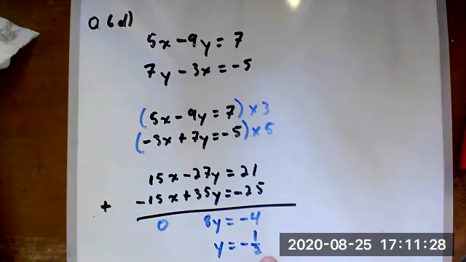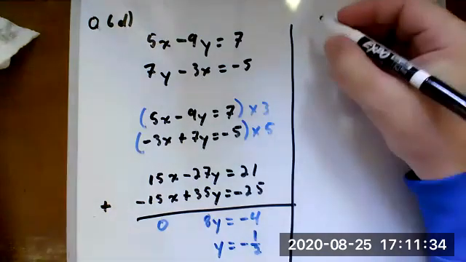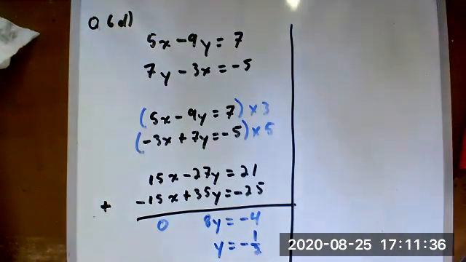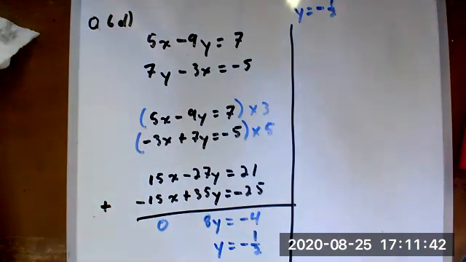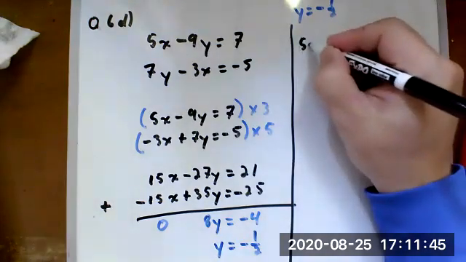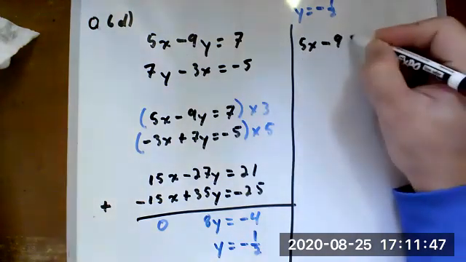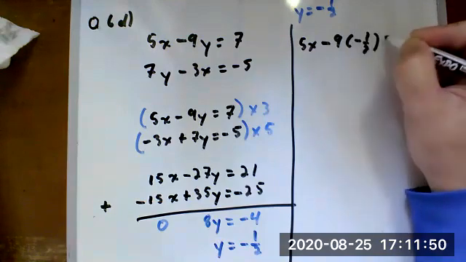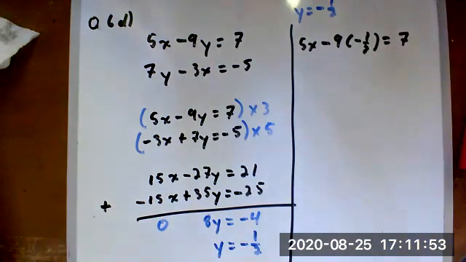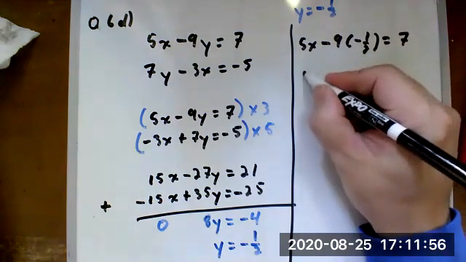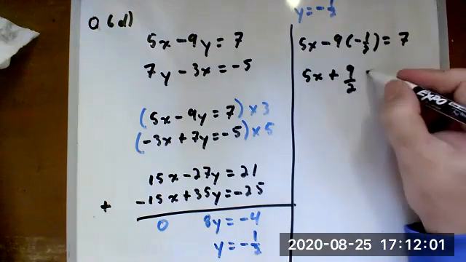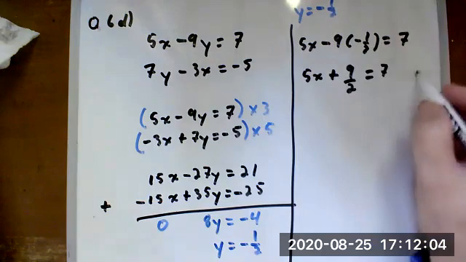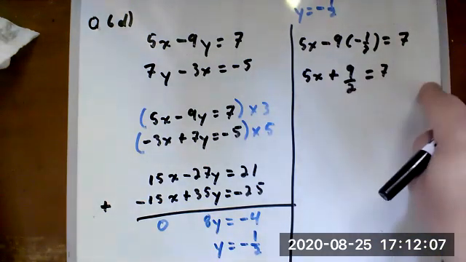I'm going to take that negative 1/2 and put it back into one of my original equations. I will just remind us up here that y is equal to negative 1/2. So then 5x minus 9 times negative 1/2 equals 7. Negative 1/2 times negative 9 is going to be positive 9 over 2. I'm going to move the 9 over 2 to the other side of the equal sign, rather.